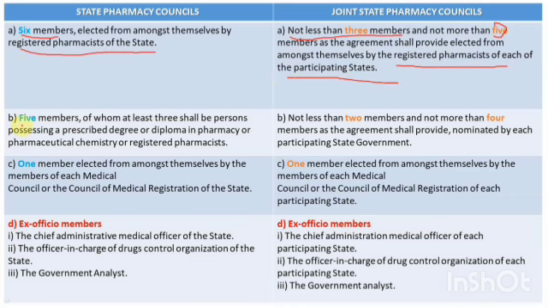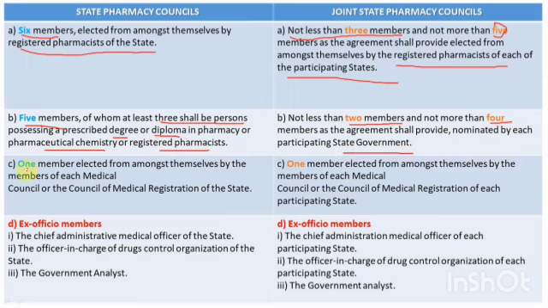Then next, 5 members of whom at least 3 shall be persons possessing prescribed degree or diploma in pharmacy or pharmaceutical chemistry or registered pharmacists. In Joint State Pharmacy Council, not less than 2 members and not more than 4 members, as the agreement shall provide, nominated by each participating state government.